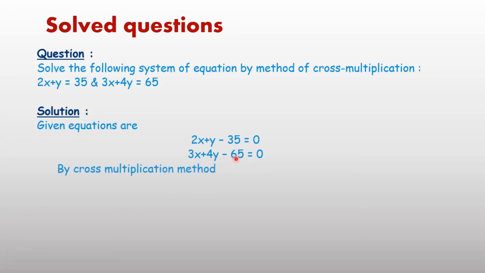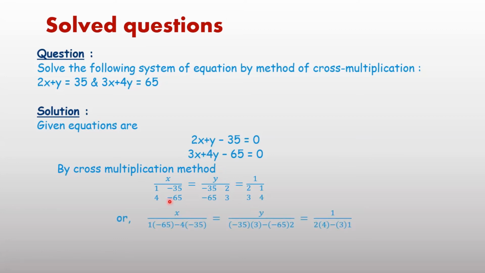Then next step, write as cross multiplication method: x upon coefficient of y, 1 and 4 written here. Then minus 35 and minus 65 written here, equal to y upon, second column right here as first column, minus 35 minus 65, and then coefficient of x, 2 and 3, written, equal to 1 upon, second column right as first column 2, 3, and then next coefficient of y, 1 and 4.